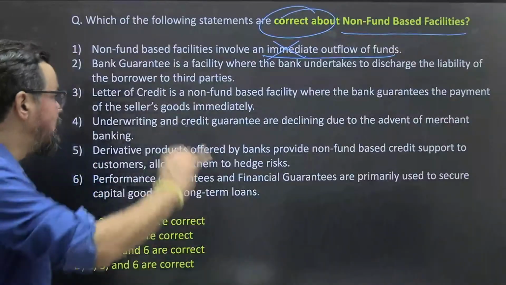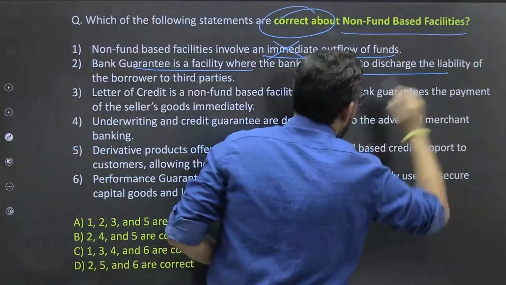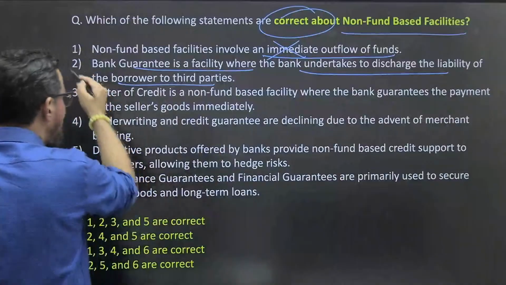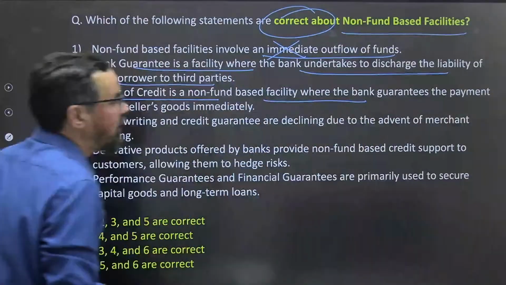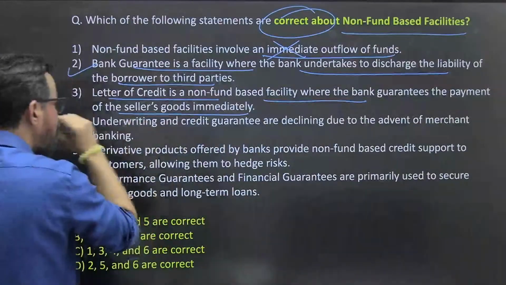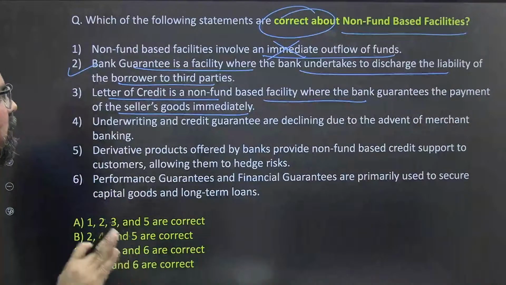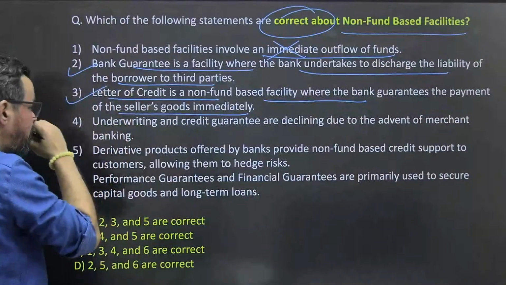Okay, so the first thing: a bank guarantee is a facility where the bank undertakes to discharge the liability of the borrower to the third party. Okay, letter of credit is a non-fund based facility where the bank guarantees the payment of the seller's goods immediately. No, it is not.